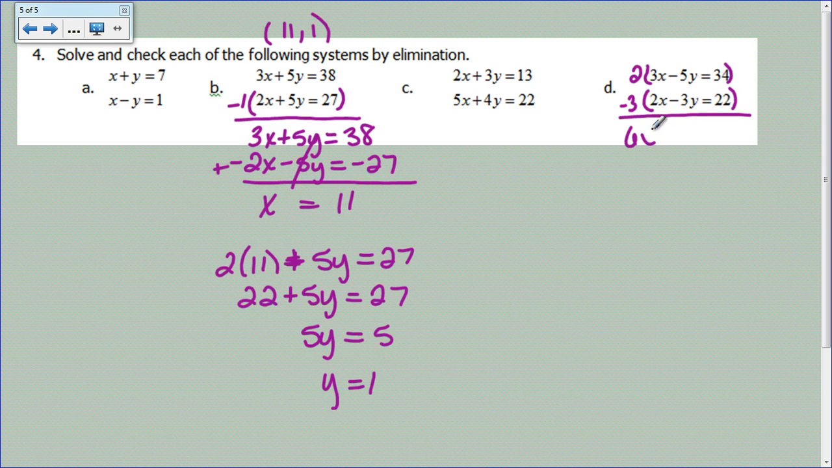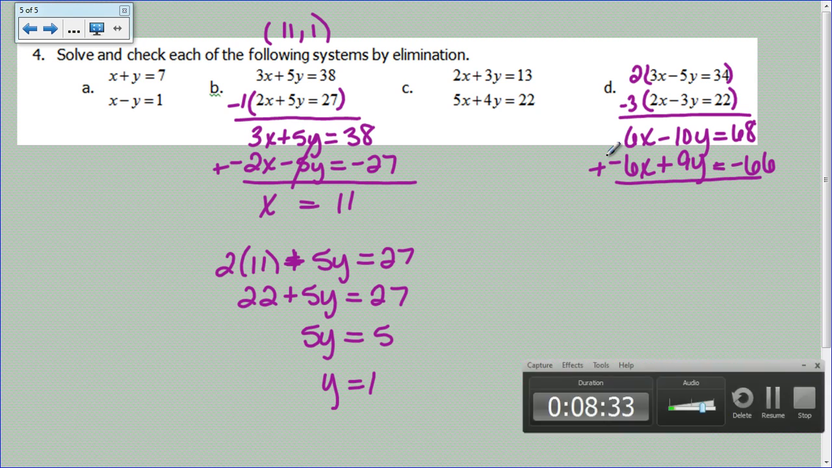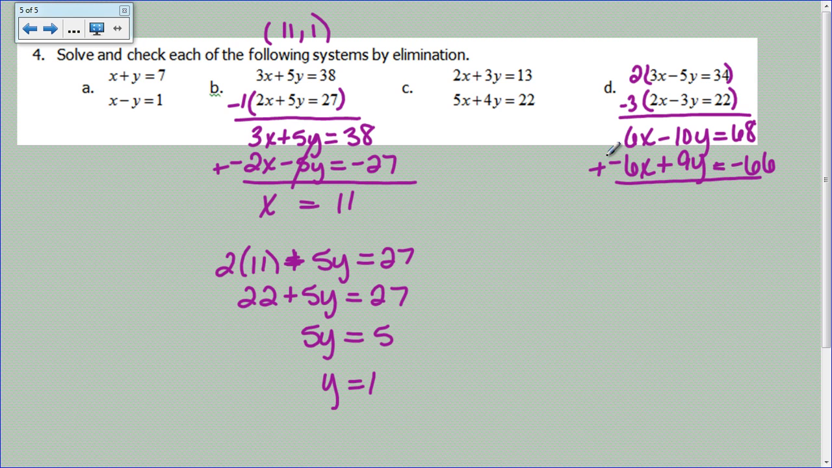So top equation, 6x minus 10y equals 68. And then negative 6x plus 9y, because this negative and that negative makes a plus, equals negative 66. And so then I'm going to add them up. Alright, so I'm going to add them up here, and my x's are going to cancel. And when I do negative 10y plus 9y, that makes negative 1y. And when I add 68 plus negative 66, that's 2. So when I divide both sides by negative 1, you get that y equals negative 2.